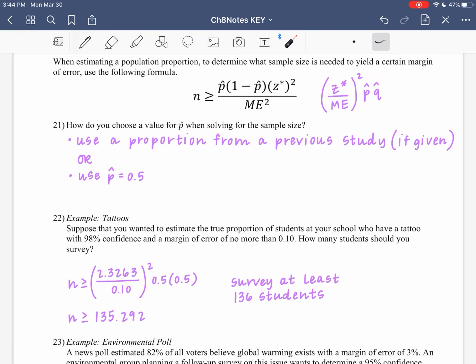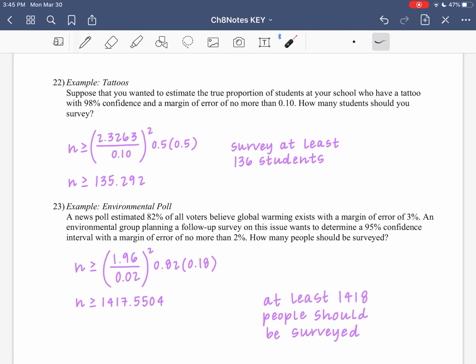So in 22, I've used this version of the formula, and we are just going to plug in everything that we know. So the 2.3263 came from StatCrunch. For a review of that, I would suggest going back to the 8.1 and 8.2 recap video so you can remember how to calculate that critical value using StatCrunch. So that came from StatCrunch. We've got our margin of error specified in the problem. We're squaring it, that's part of the formula, times p-hat times q-hat.